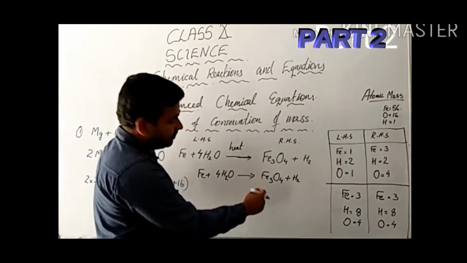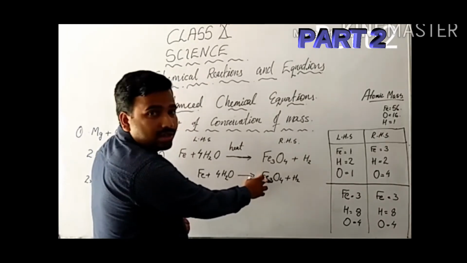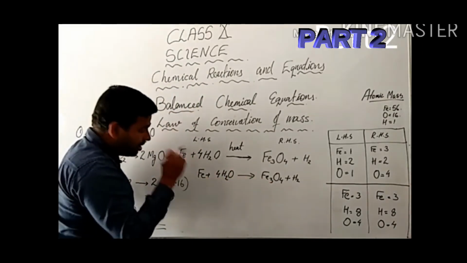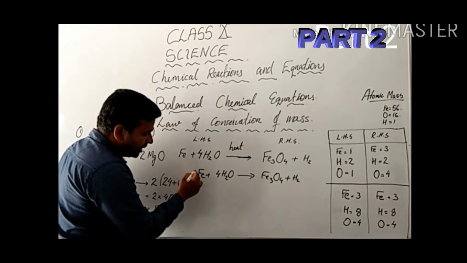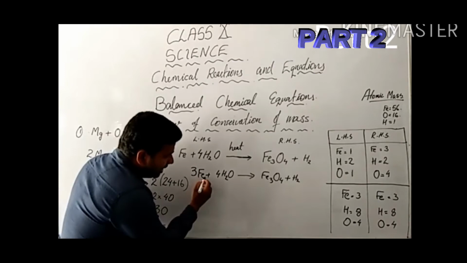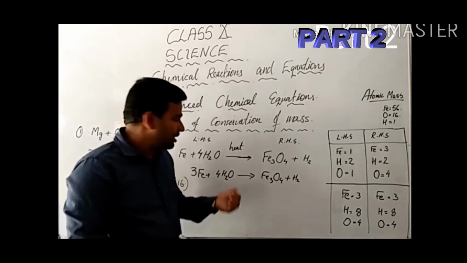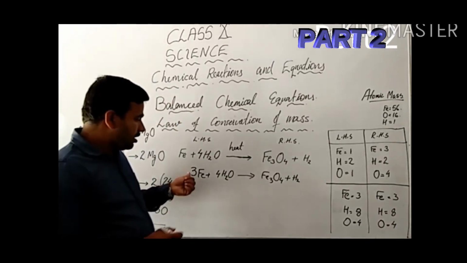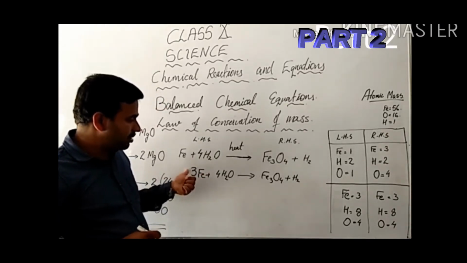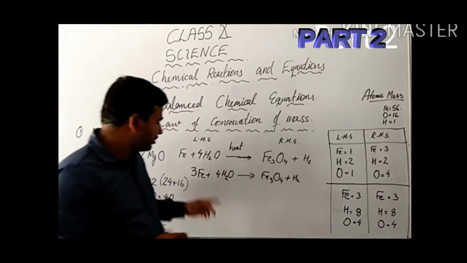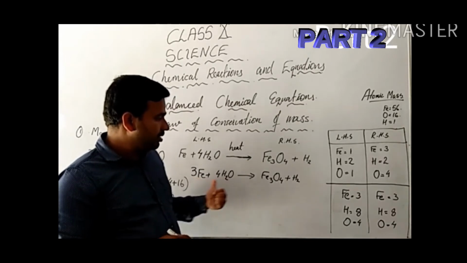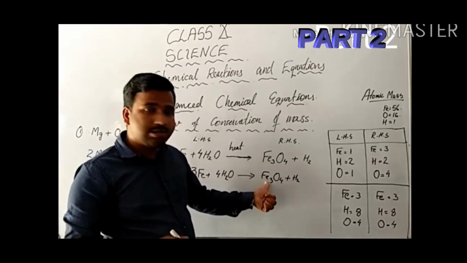Okay, now let us look at iron. There are 3 atoms of Fe on the right hand side, so we also need to make the iron 3 on the left. We cannot write 3 as a subscript because it is a metal atom, and metal atoms do not form molecules. So we are writing it here as 3. Now look: 3 atoms of iron on the left hand side, and here also 3 atoms of iron.